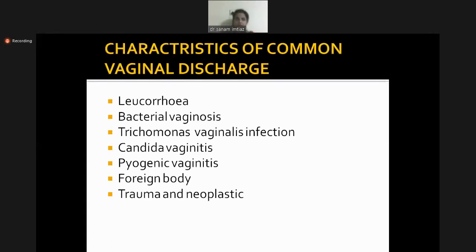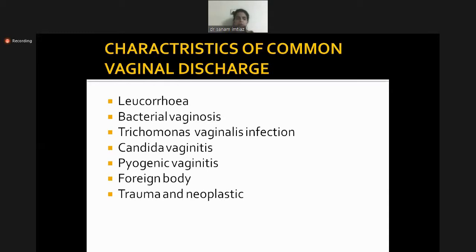Characteristics of the common vaginal discharges. Leukorrhea is just a simple white pale discharge, not associated with foul smell, itching, or irritation, and can usually occur almost throughout the cycle, but increases in the premenstrual period. Then bacterial vaginosis has a fishy odor, and it's one of the most common presenting complaints when vaginal discharge comes. It is a gray, thin, homogeneous discharge. Might have itching and might not.